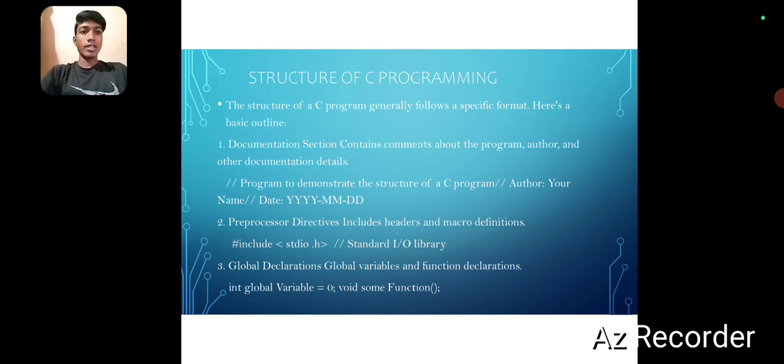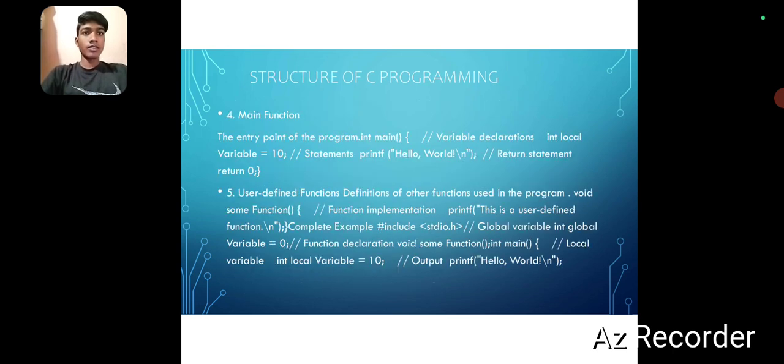int global_variable = 0; void sum(). Main function, the entry point of the program: int main. Variable declarations: int local_variable = 10. Statements: printf("Hello, World!\n"). Return statement: return 0.